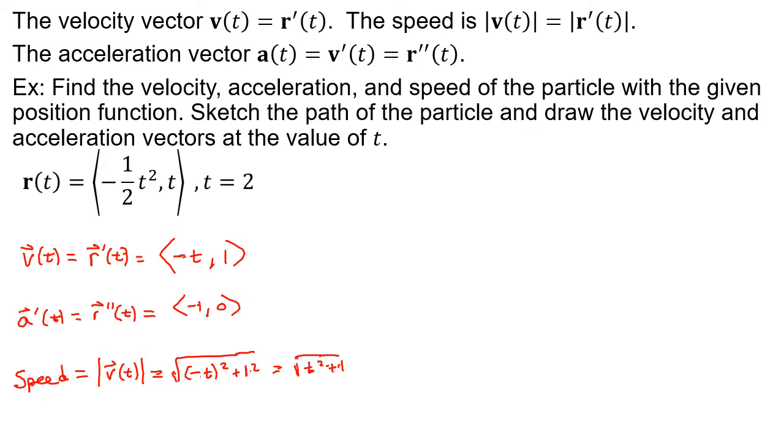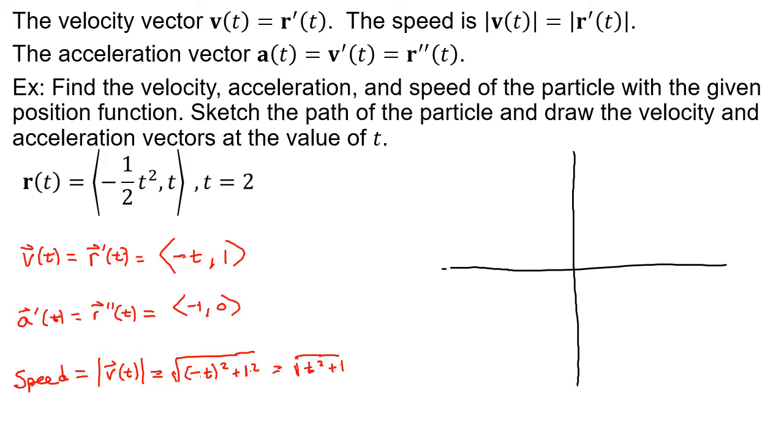Please don't make that t plus 1 by taking the square root of each one of them. That is not the same thing in the least. So just the square root of t squared plus 1. That is your velocity, your acceleration, and your speed. And it says to draw what this would look like, and I'll give you a rough sketch of what's going on here.